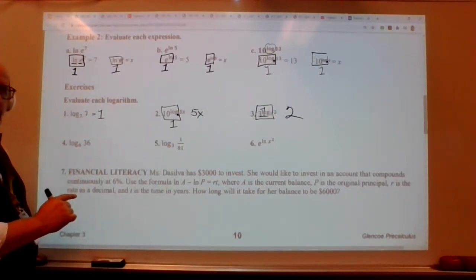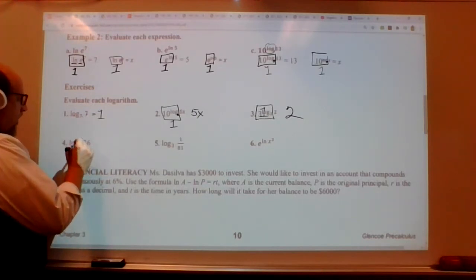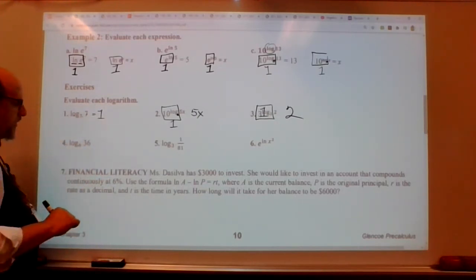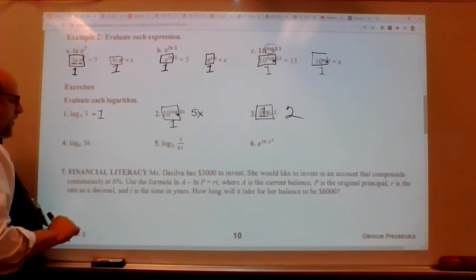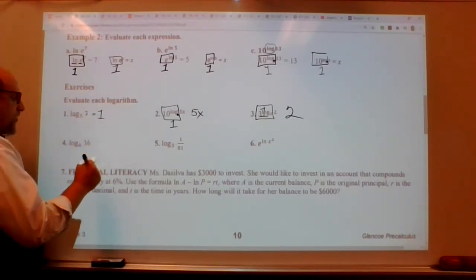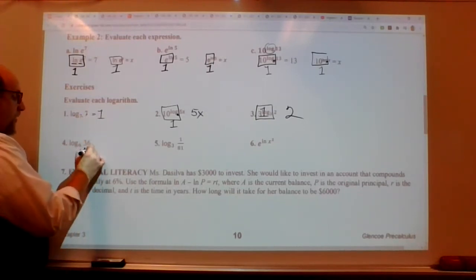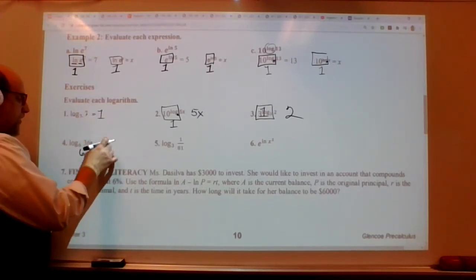Oh no, we have something difficult. Just kidding. All right, you ready for the fun? I have a log here. I want to rewrite this in exponential form because it's going to be so much easier. This is 6 to some unknown power equals 36.